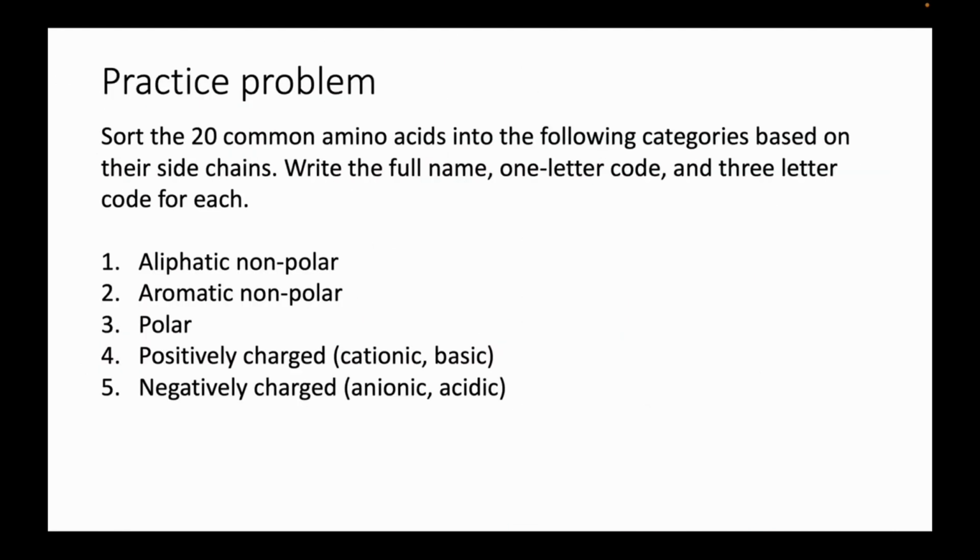And then for each amino acid, write the full name, the 1-letter code, and the 3-letter code. You might as well redraw it for yourself as well. So what I would do is take a blank piece of paper or maybe a new page on your tablet, whatever you're using to take notes. Set up these 5 categories and then just start placing amino acids into them, drawing the structure, writing the name, 1-letter code, and 3-letter code.